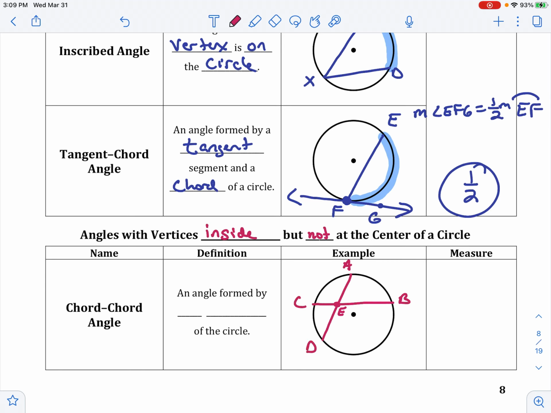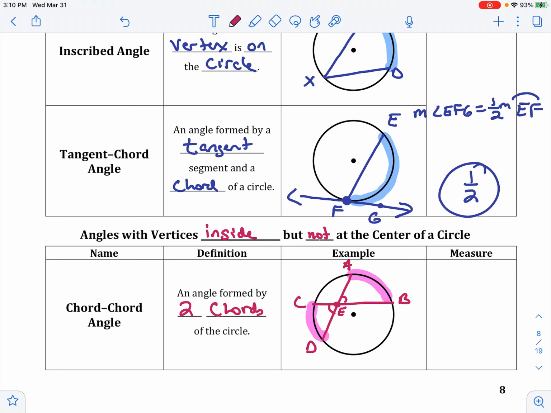So we have, let's say, angle E. The angle E could either be this one, or it could be the one on this side, because remember, vertical angles always equal each other. To find the measure of that angle, we're going to need 2 arcs. We're going to need this one and this one. We call this a chord angle because it's an angle formed by 2 chords of a circle.